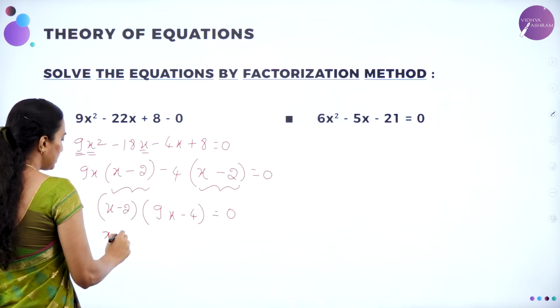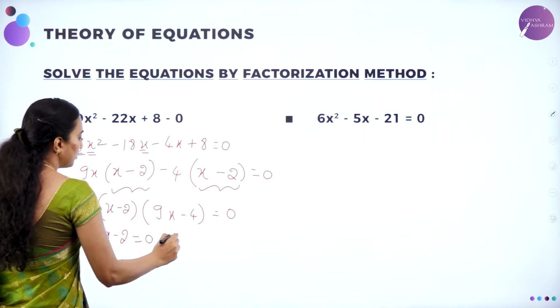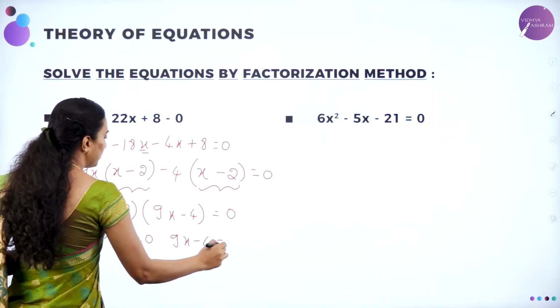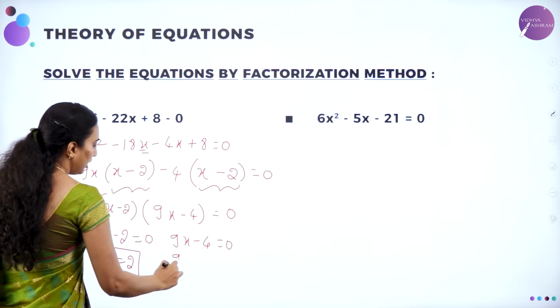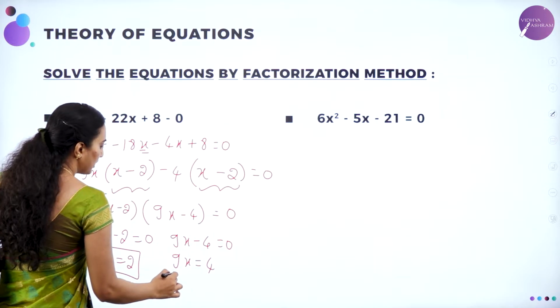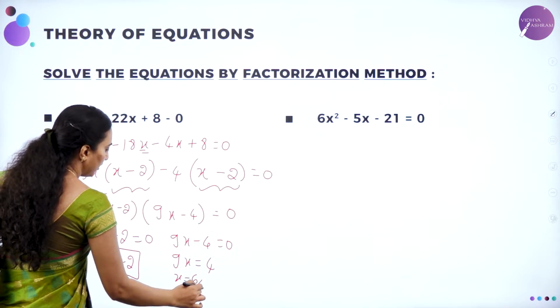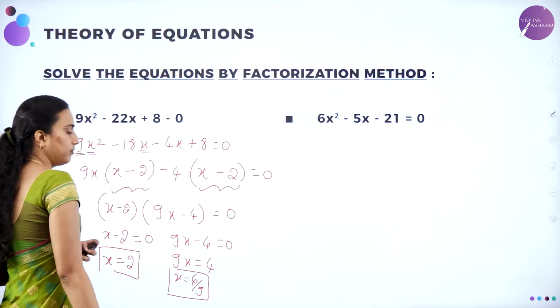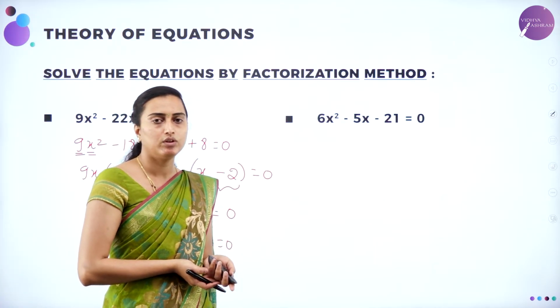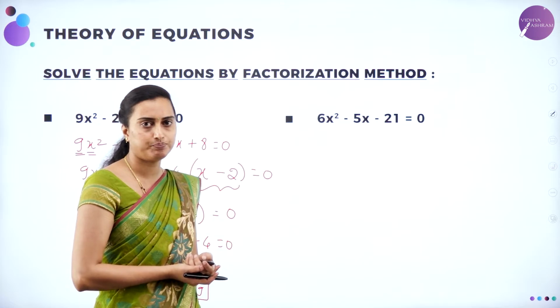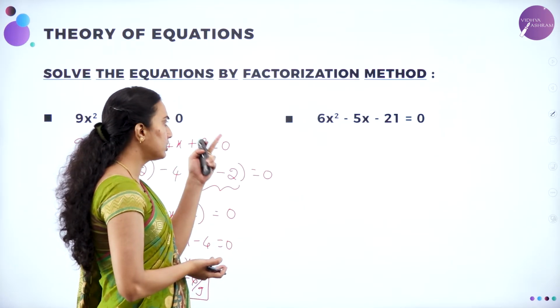You can equate each term to 0. x minus 2 equal to 0 and 9x minus 4 equal to 0. Directly you can take x equal to 2 here. But what happens here? 9x will be equal to 4, or x will be equal to 4 by 9. You can have the answer. So x equal to 2 and x equal to 4 by 9 are the roots of that equation. Now solve this one.